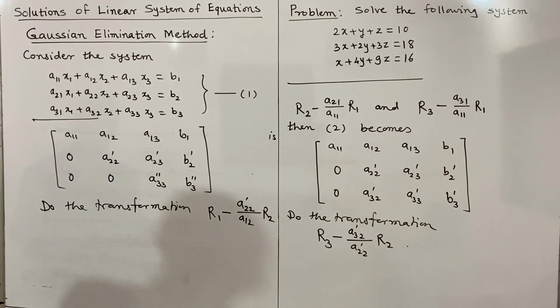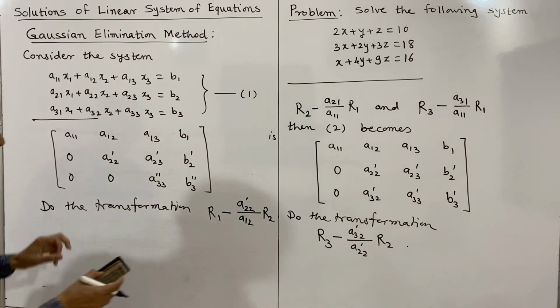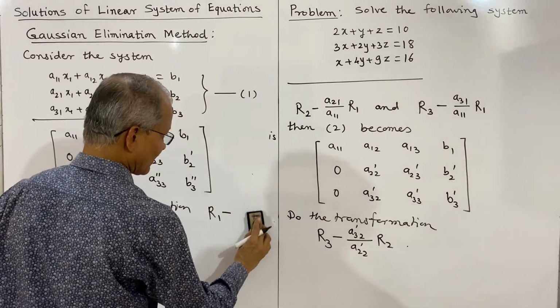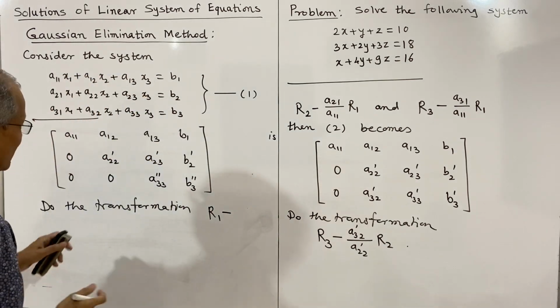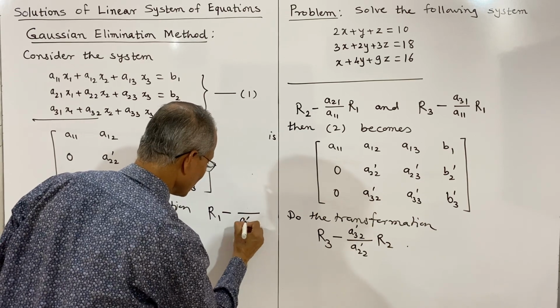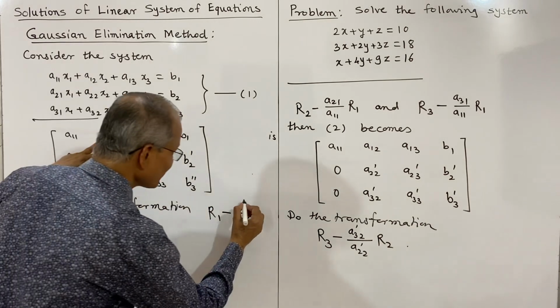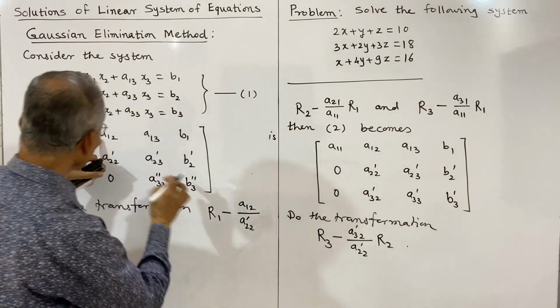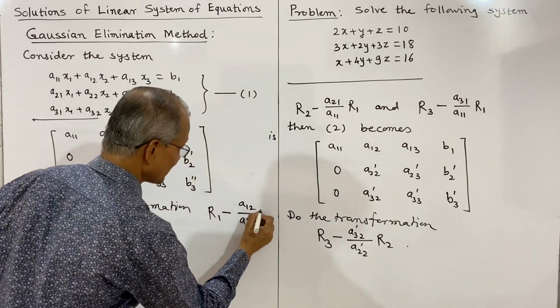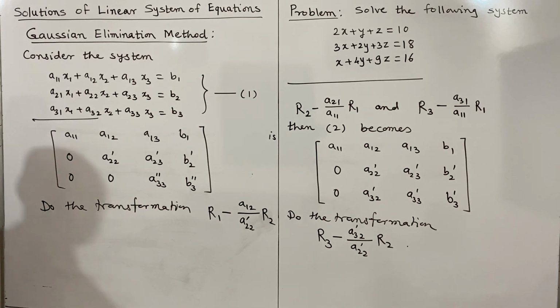So I have written it opposite. This element, first we have to divide by A22 dash and then multiply by A12. So here you see this is to be divided by A22 dash, so it becomes 1, and then it is to be multiplied by A12, and then it becomes negative of this times R2. Perform this. So the matrix now becomes like this.